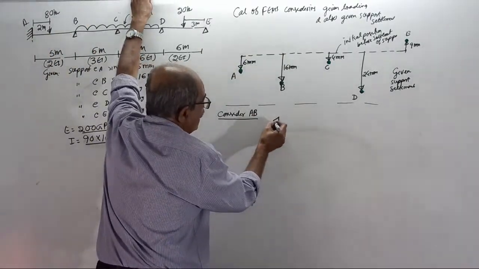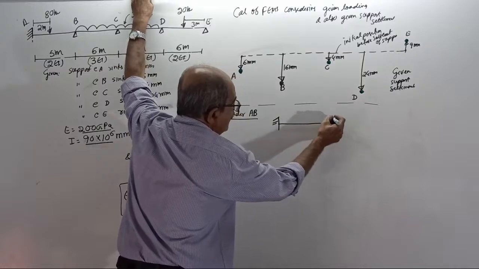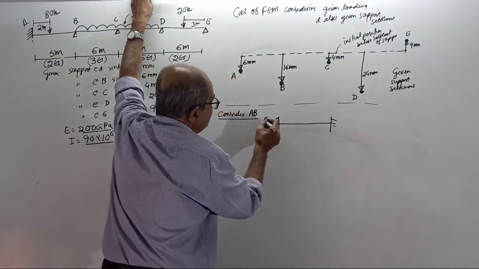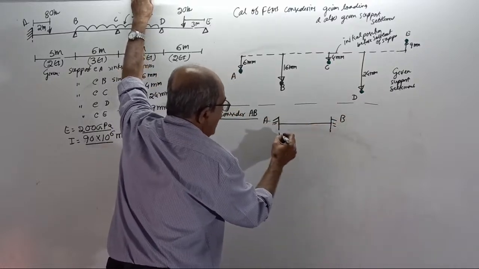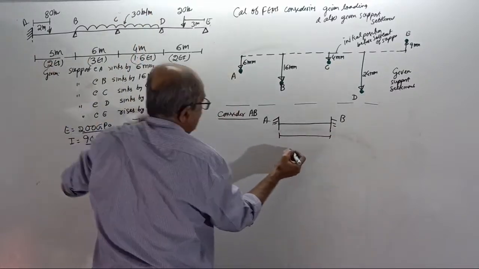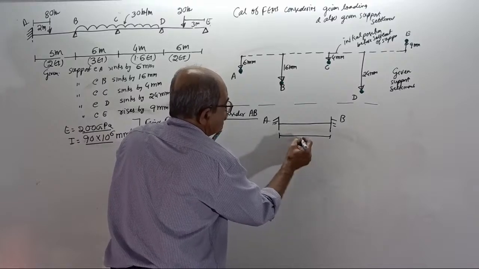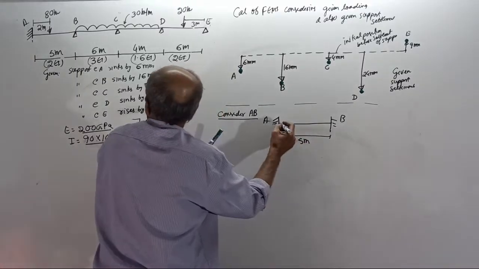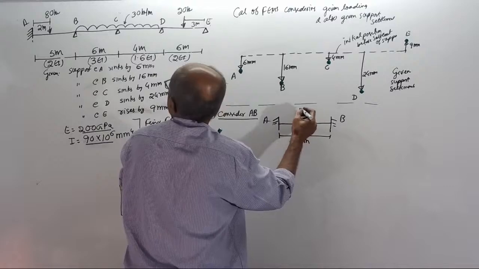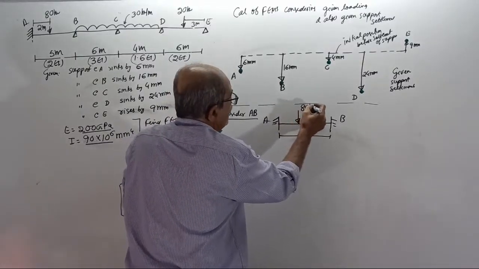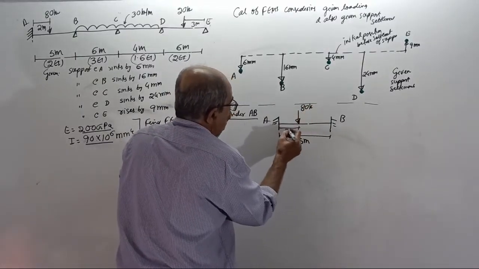AB comes here, loading this way. A is here, B is here. Span, you write here. How much span? Span is 5 meter. Okay, there is a point load of how much? 80 kilonewton, from here to here is 2 meter.